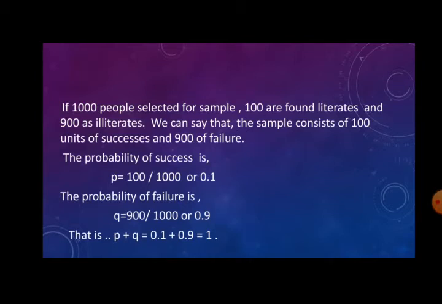So let's write in the probability manner. The probability of success, P, is equal to 100, that is literates, divided by the size of the sample, 1,000, which comes to 0.1. Next, the probability of failure, Q, is equal to 900 divided by 1,000, where 1,000 is the size, and the answer will be 0.9. That is, P plus Q is equal to 0.1 plus 0.9, which is equal to 1.